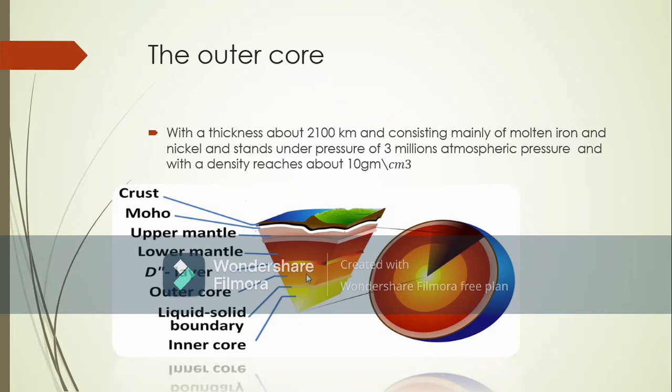So the outer core has molten iron and nickel and stands under a pressure of 3 million atmospheres, with a density reaching about 10 grams per cubic centimeter. This is the density of the outer core, with 3 million atmospheric pressure.